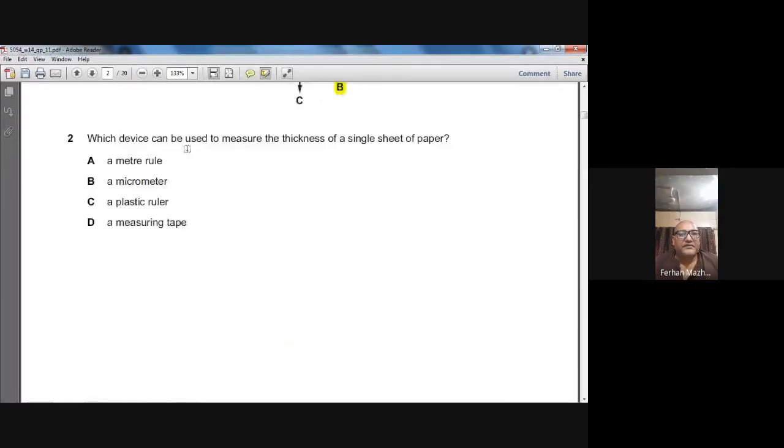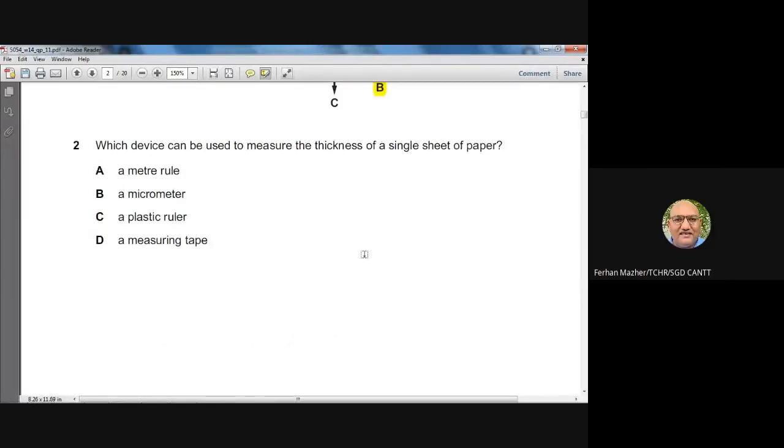The next question on your screen: which device can be used to measure the thickness of a single sheet of paper? A single sheet of paper is very thin. So for that purpose, the micrometer will be the best option. For measuring the thickness of a sheet of paper, the micrometer is the best option. Question number 2, B is the right choice.